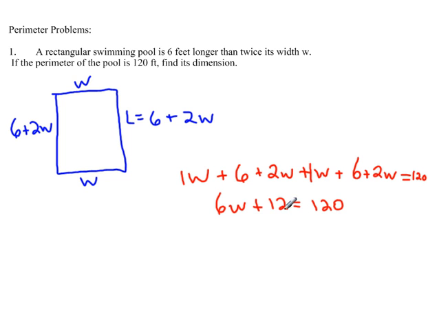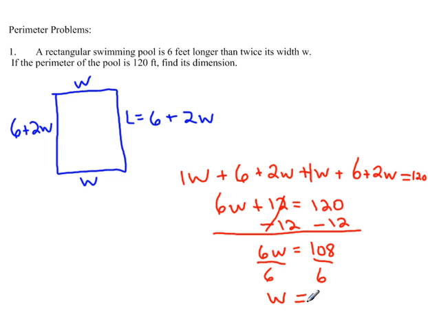Solve this. I need to get rid of the plus 12, so I'm going to subtract 12 from both sides. And 6W equals, well, 120 minus 12 is 108. And then we need to divide. So divide both sides by the 6 here, and you find that the width is equal to 18. And we're dealing in terms of feet, so the width is 18 feet.